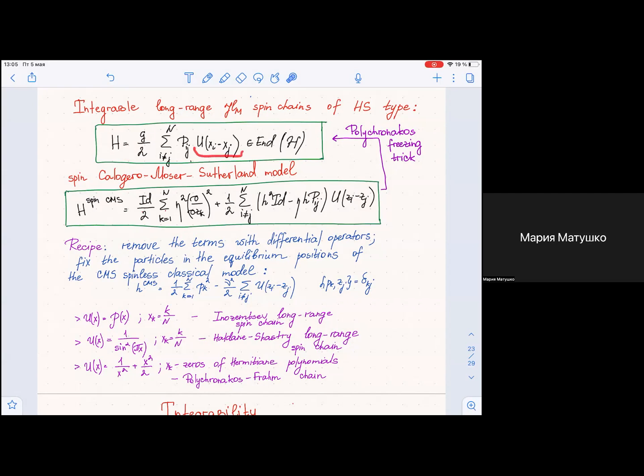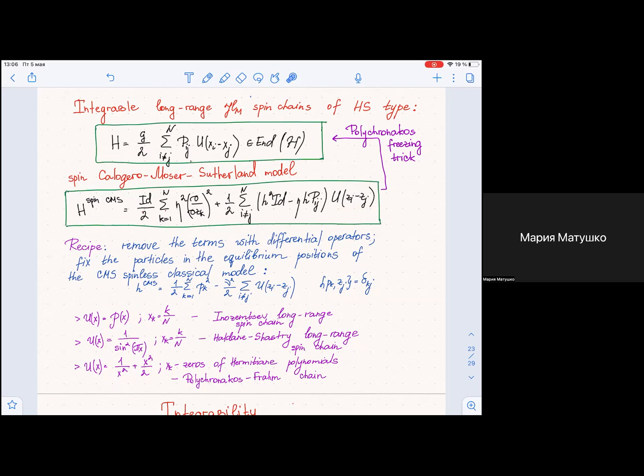I have here some potential. It can be, as usual, elliptic, trigonometric, or rational. In the elliptic case, it's just the P function, and this spin chain is known as the anisotropic long-range spin chain. In the trigonometric case, it's 1 over sine squared, that is the Haldane-Shastry long-range spin chain, and in the rational case, it's like this, and it's the Polychronakos spin chain. And the same potential we have in the Calogero model, and if we use this Polychronakos freezing trick, we obtain this spin chain.